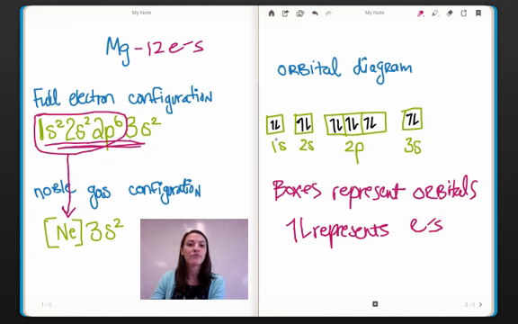So this box represents the 1s orbital, this box represents the 2s orbital, this group of 3 boxes that looks a little bit like a train car represents the 2p orbital, and then this box represents the 3s orbital. And if you look through, you can count the electrons: 1, 2, 3, 4, 5, 6, 7, 8, 9, 10, 11, 12 electrons. You can physically see all 12 electrons described for Mg. Okay, so let's take a closer look.